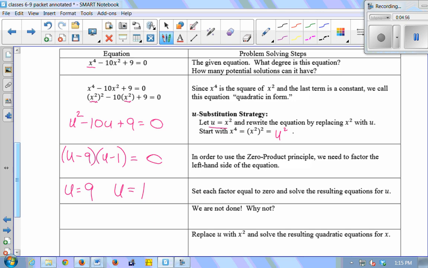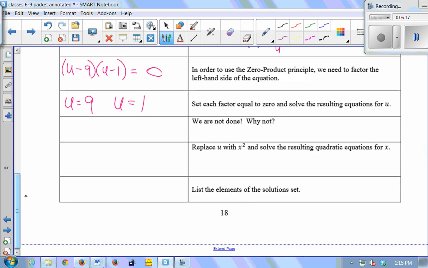u is x squared, right? My original equation had x's in it. And when they ask you to solve for x, they want you to tell them what x equals. What x's will make this true? So I have u's. So that's not really the answer. To get the x's, I go back up here, and I know that u equals x squared.